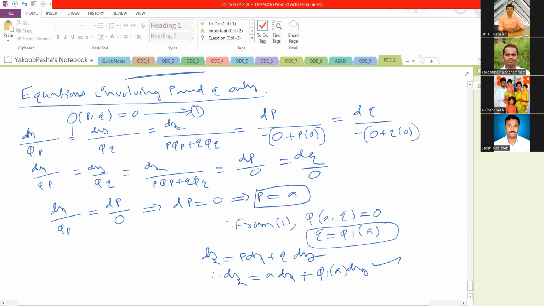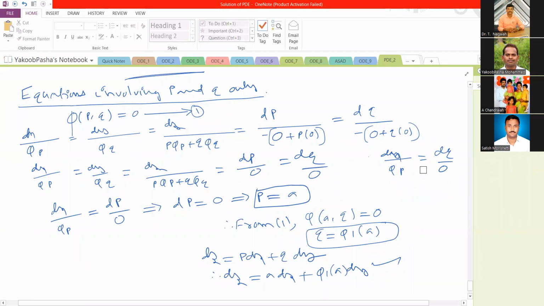You have to remember, when equations contain only p and q, we have to replace p by a. Otherwise, we can also take q as a. Suppose we consider dx by pi p is equal to dq by 0, then dq is equal to 0, so q is equal to a. Taking this q is equal to a and substituting in equation 1, we get the p value in terms of a. We can do it that way also.